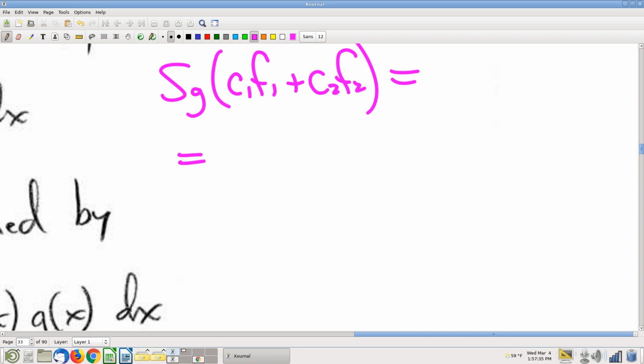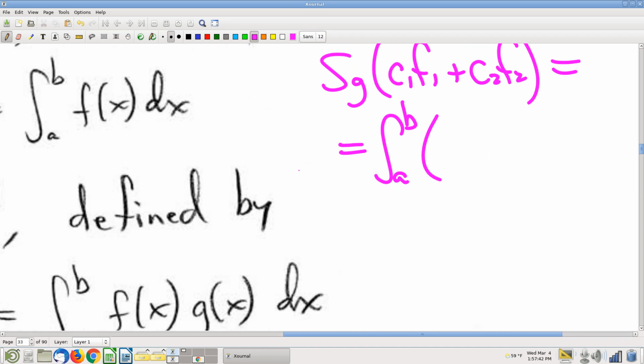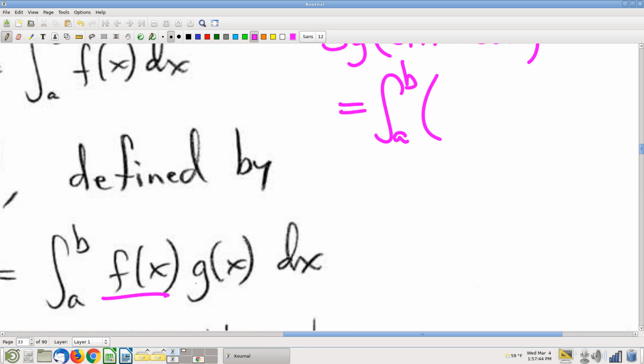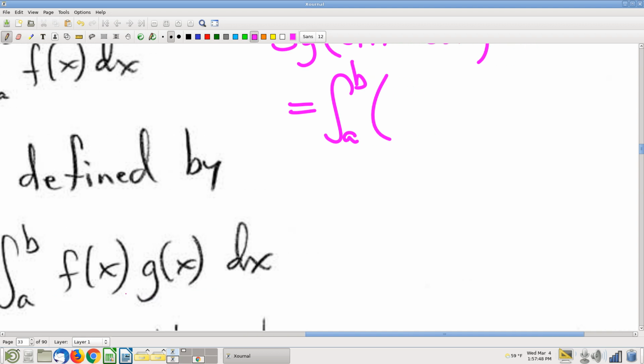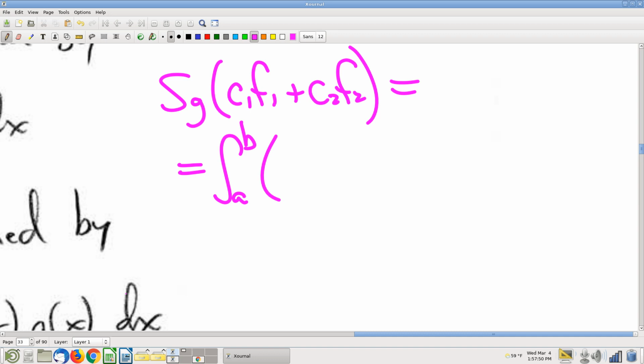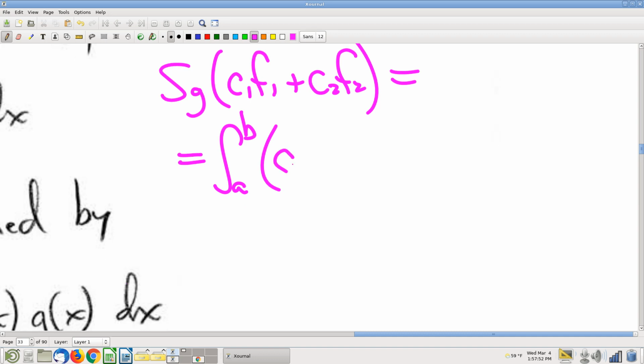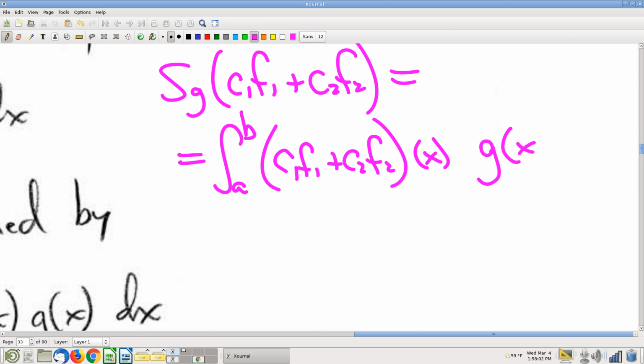The definition of SG. Okay, well, it was the integral from A to B of the function and then times this fixed G thing, whatever that is, and then take an integral. So the integral from A to B of C1F1 plus C2F2 of x times G of x dx.